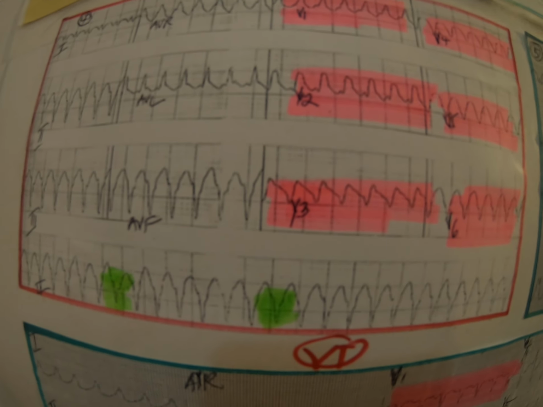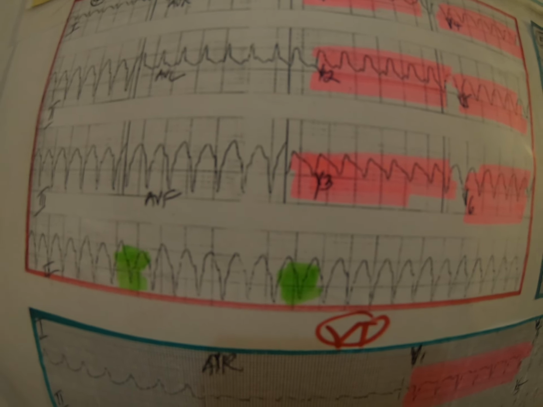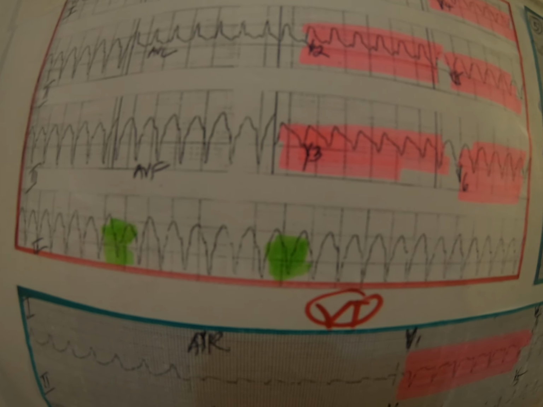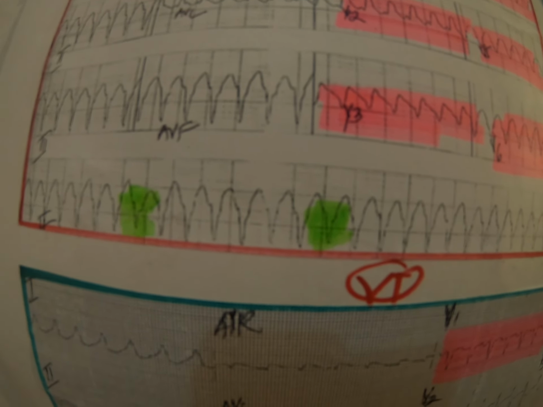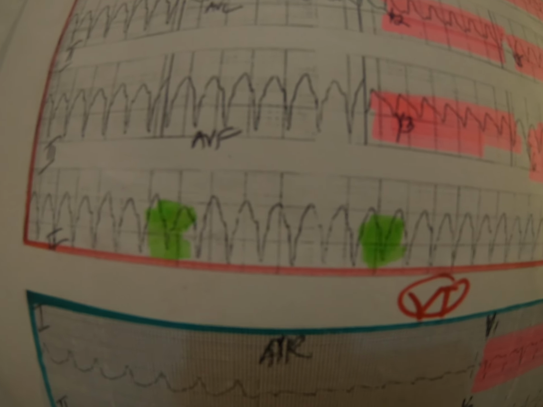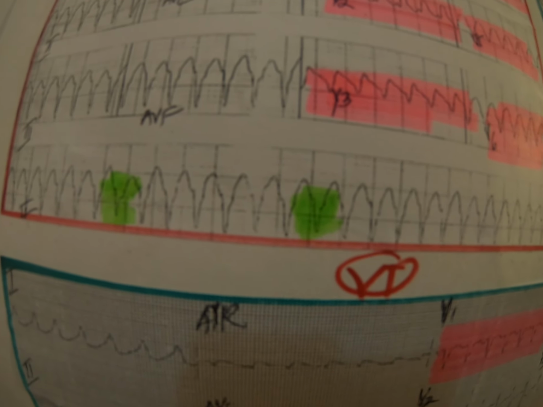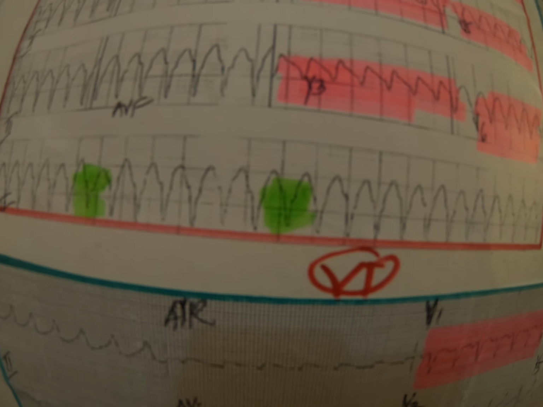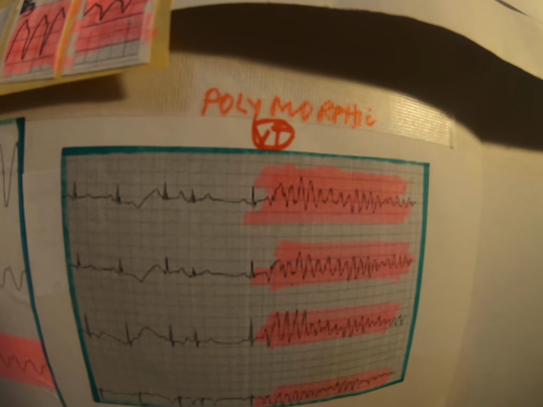A capture beat is something that comes from above by itself, that arrives earlier in the AV node before the ventricle kicks in. So that is the capture beat. But for fusion, there are two stimuli. For the capture, it's only one. It's coming from above, not from the ventricle. Okay. And this is the example of this polymorphic here.